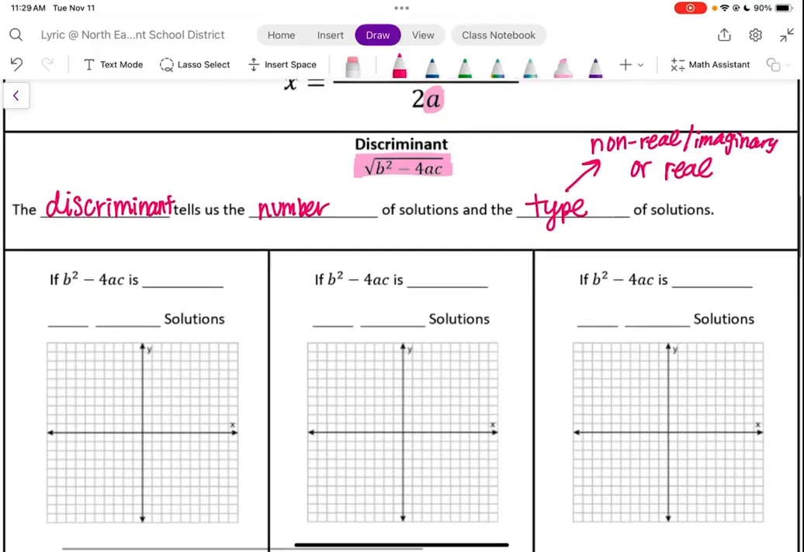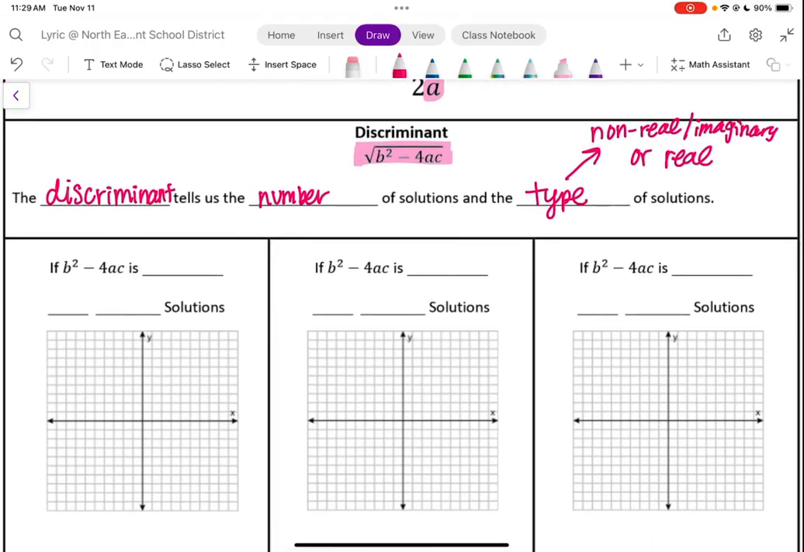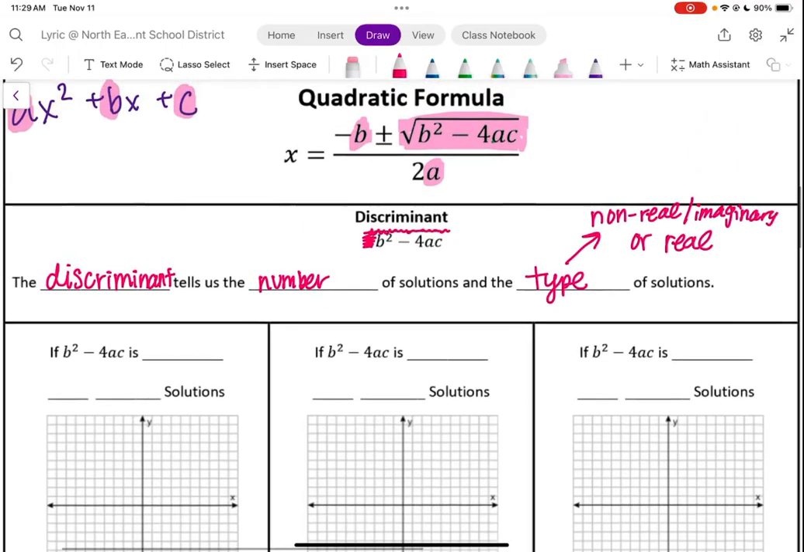All right, so okay, let's actually do this. Let's scribble out the square root. I hate that I keep forgetting to remove that. So the discriminant is only the b squared minus 4ac. It is not the square root, so don't get that confused. It's just everything inside the square root.